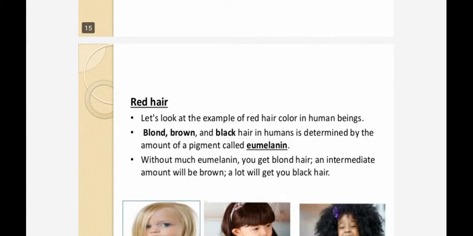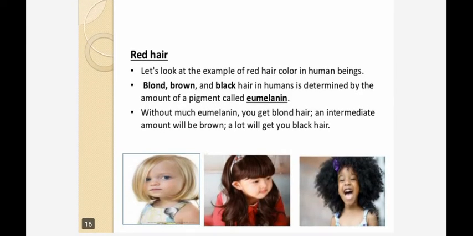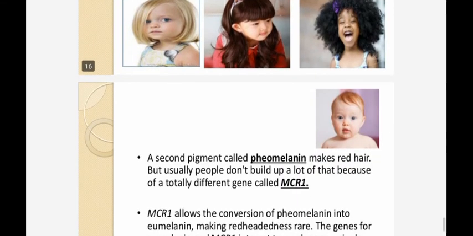Example: red hair. Let's look at the example of red hair color in human beings. Blonde, brown, and black hair in humans is determined by the amount of a pigment called eumelanin. Without much eumelanin, you get blonde hair. An intermediate amount will be brown. A lot will get you black hair.